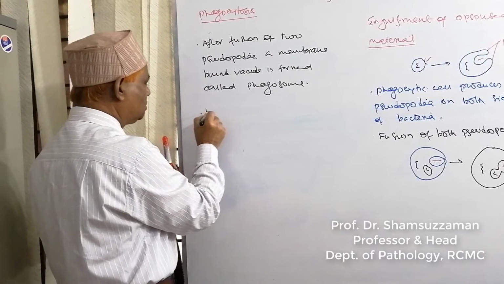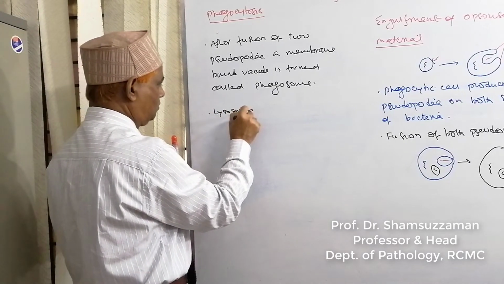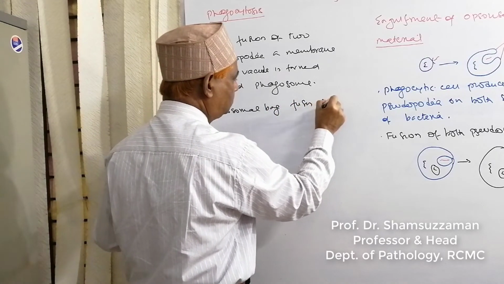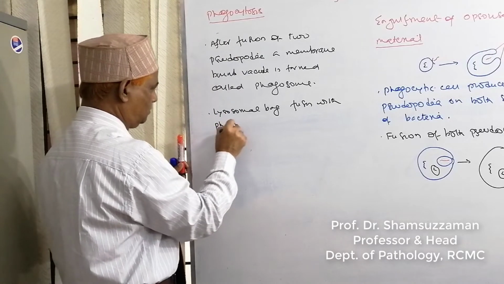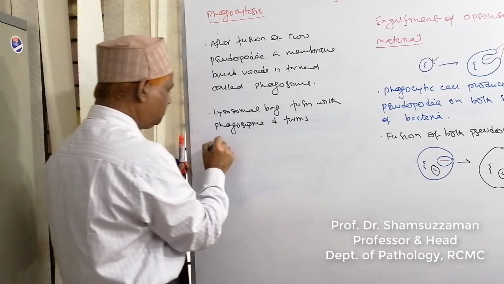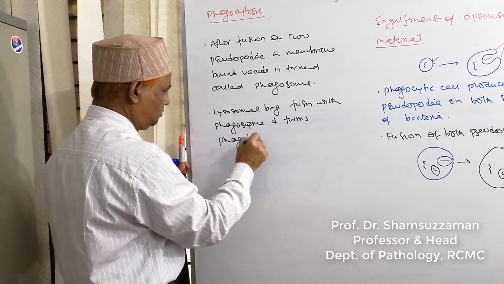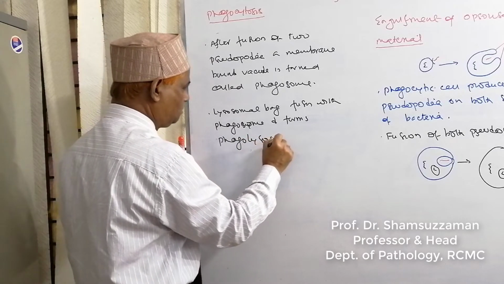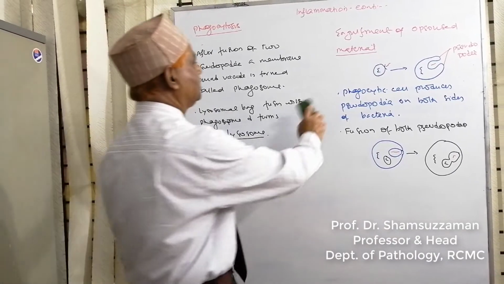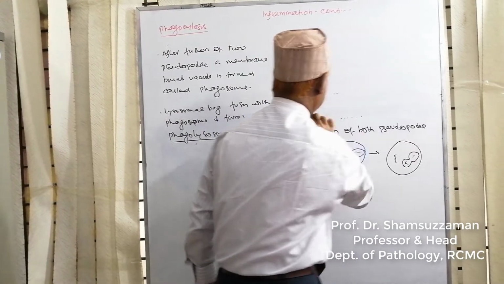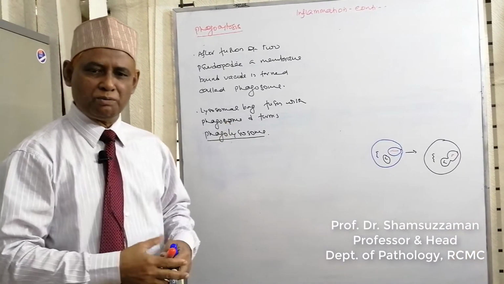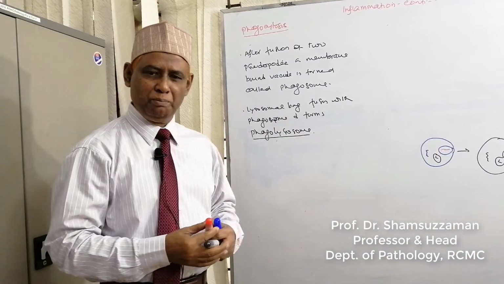Later what happens? Lysosomal bag fuses with phagosome and forms phagolysosome. Later on, now the bacteria is within the phagocytic cell, within the cytoplasm of the phagocytic cell, within the phagolysosome of the phagocytic cell.